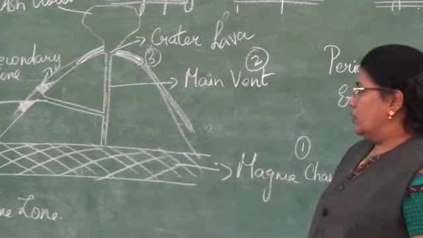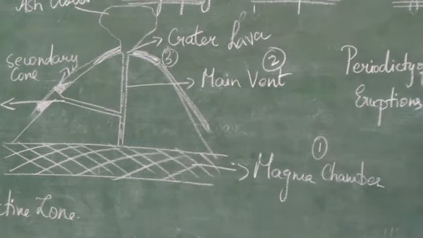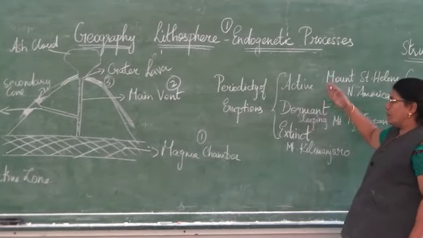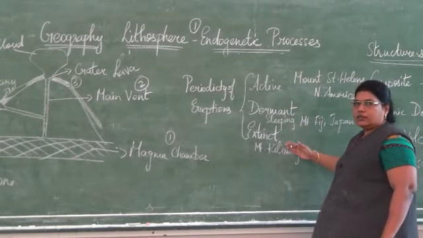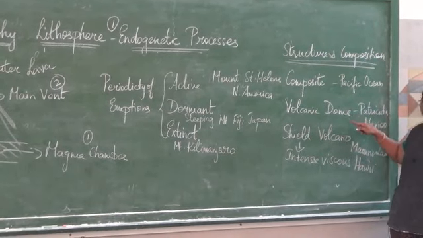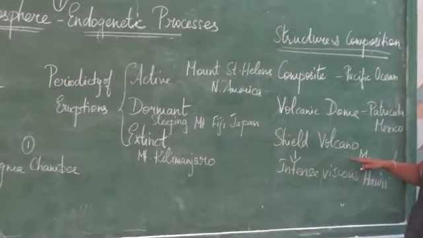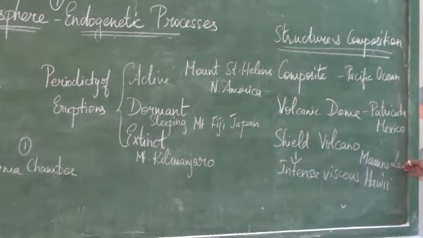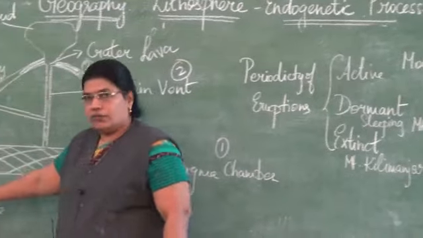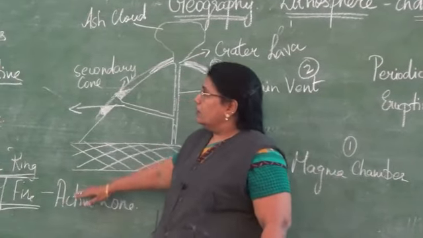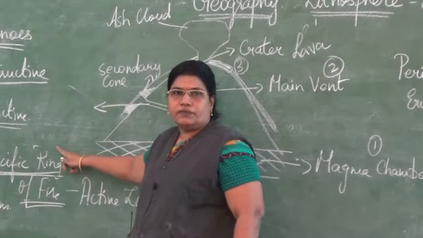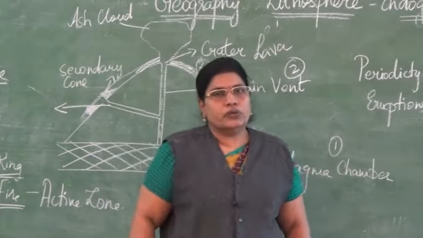So we saw about the volcanoes. Based on the periodicity of eruptions, volcanoes are classified into active, dormant, and extinct, with examples. Based on the structure and composition, they are classified into composite, volcanic dome, and shield volcano, and the examples. The importance of the Circum-Pacific Ring of Fire. Then the effects of volcanoes, both constructive and destructive. So now I am going to sum up the lesson.